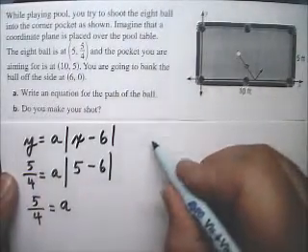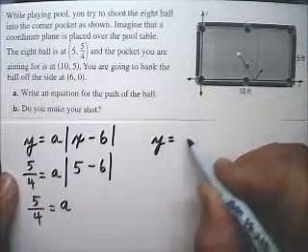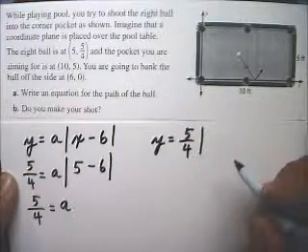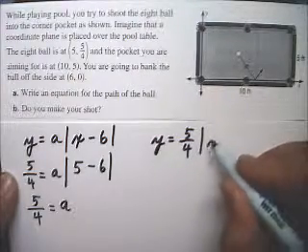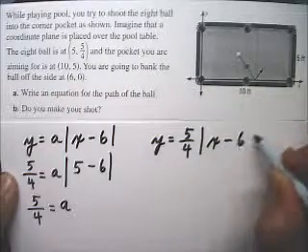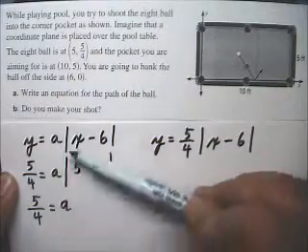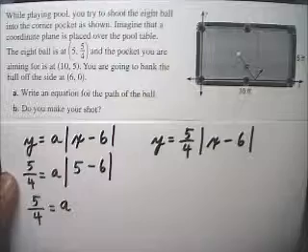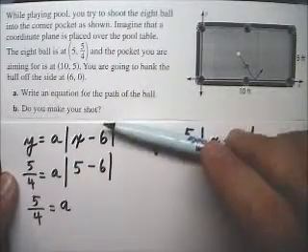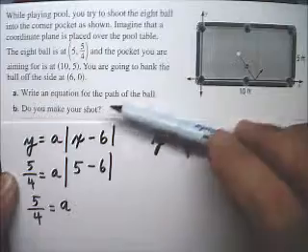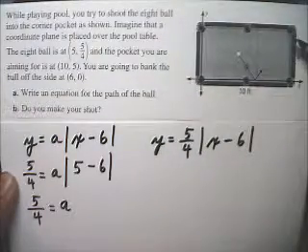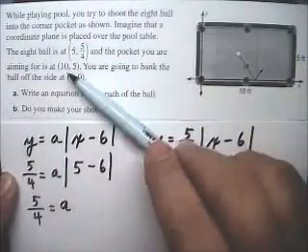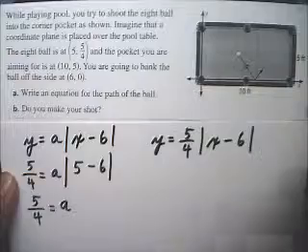So our equation is y equals 5/4 times the absolute value of x minus 6. I figured out the value of a, and now I substituted it in there to get this equation. So the last question is, do I make the shot? I'll make the shot if this point satisfies this equation. So I'll be substituting in a 10 for the x and a 5 for the y.